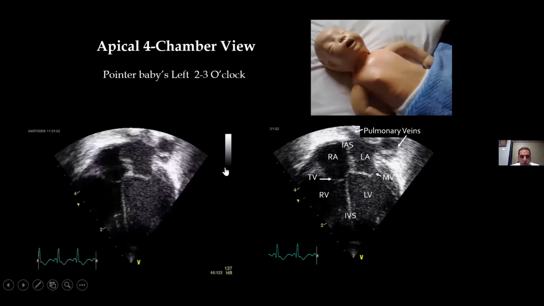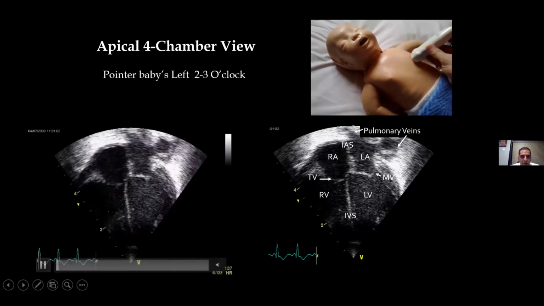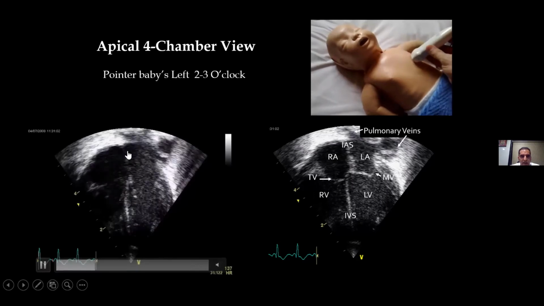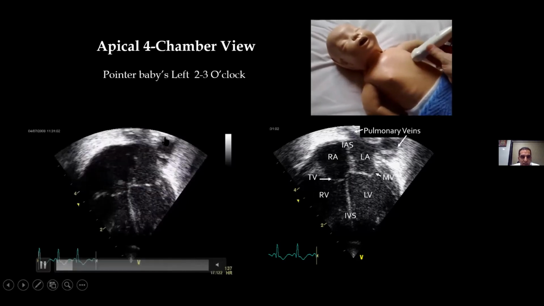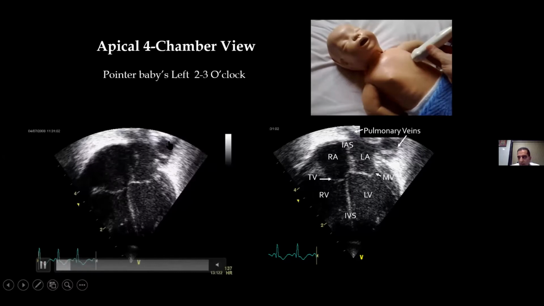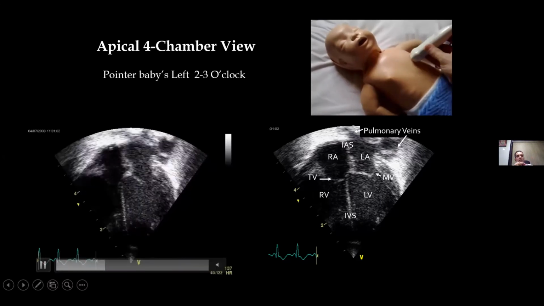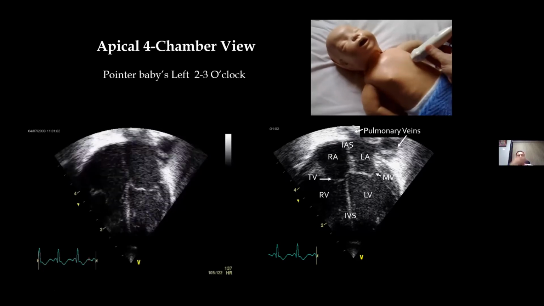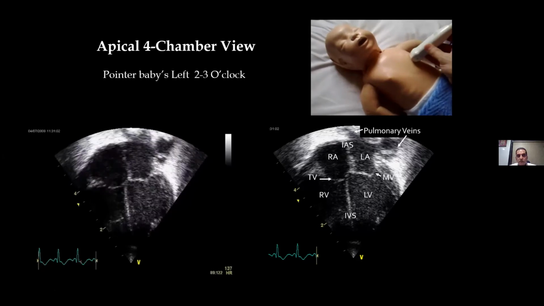Okay. So as we know, this is on the left side. So this is your LA, LV, RA, RV, interventricular septum, interatrial septum. These three are the pulmonary veins, and this is the cross section of the descending aorta. Because if you cut the heart, this is how your aorta will be in cross section. The aorta will be in cross section like this.